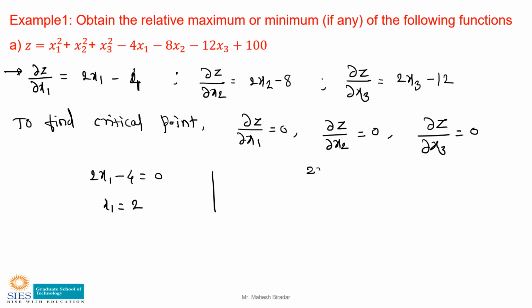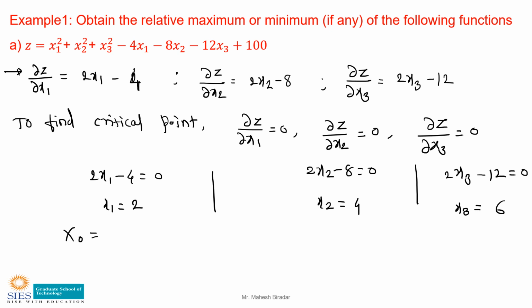Second is 2x2 minus 8 is equal to 0. So x2 is equal to 4. And third is 2x3 minus 12 is equal to 0. So x3 is equal to 6. So here your x naught, which is x1, x2, x3, is 2, 4 and 6. Now we will find the Hessian matrix H. Let us calculate the Hessian matrix.